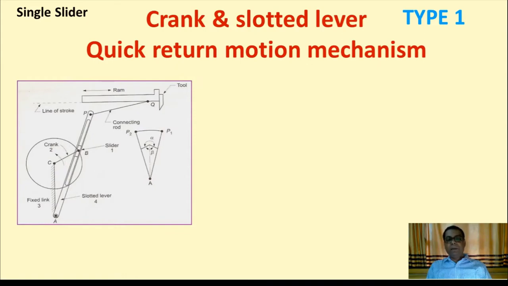So in the given figure, on the left-hand side, you see that there is a crank and there is a slotted lever, that is AP, which is actually the slotted lever, and at point B there is a slider block, and CB is the crank.